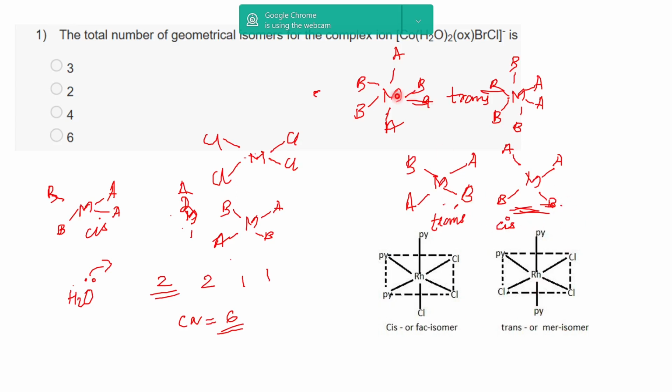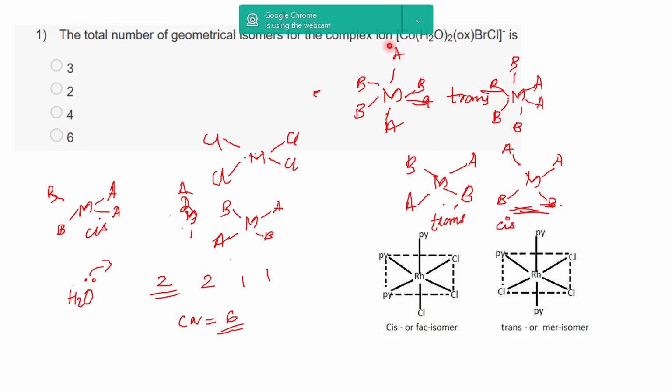And another case is when we have 2A and 4B ligands. Then we can have A trans to each other or A cis to each other. And here we say that these are cis and trans isomers with respect to ligand A, because we can write it with respect to B as well. So this set of isomers is with respect to A. This is trans with respect to A. This is cis with respect to A.